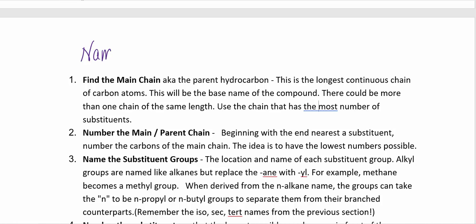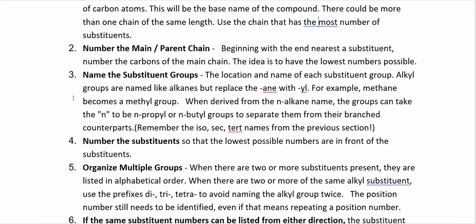When you go to name alkanes, you always start by finding what's called the main chain. Sometimes it's called the parent chain or the parent hydrocarbon. This is going to be the longest continuous chain of carbon atoms, and it might go around a corner. So you might need to try to number it a couple of different ways. Now there could be more than one chain that is the same length. You're going to use the chain that has the most number of substituents for your main chain.